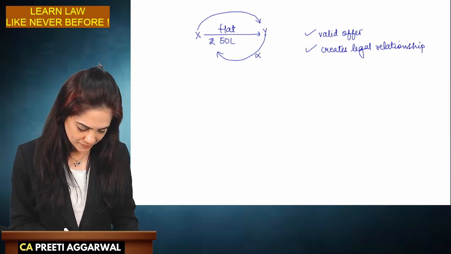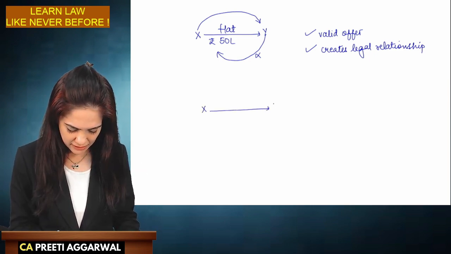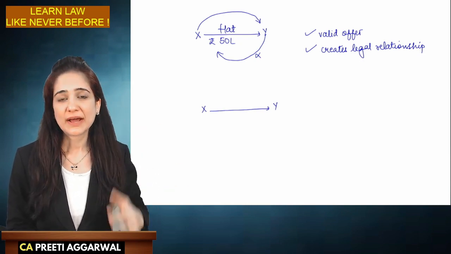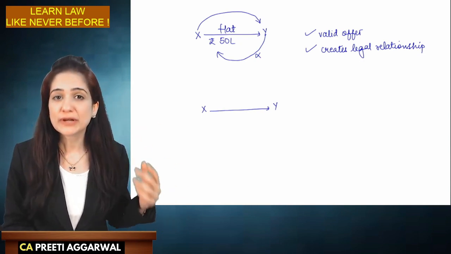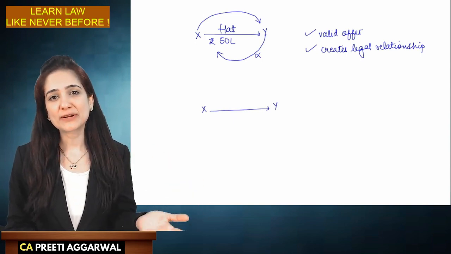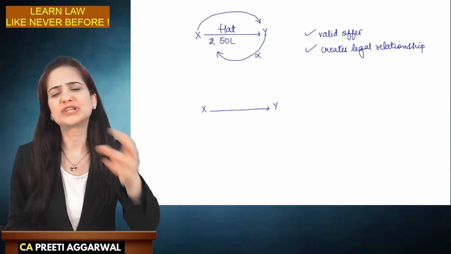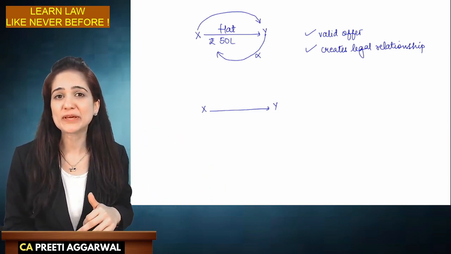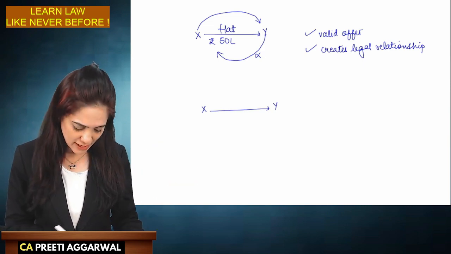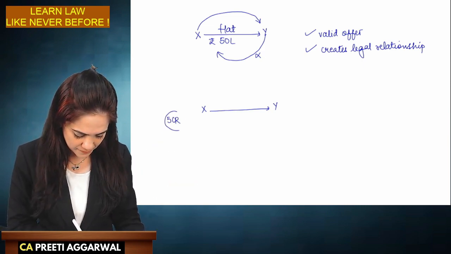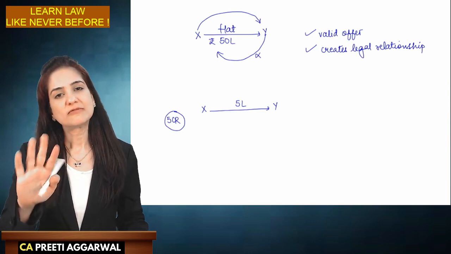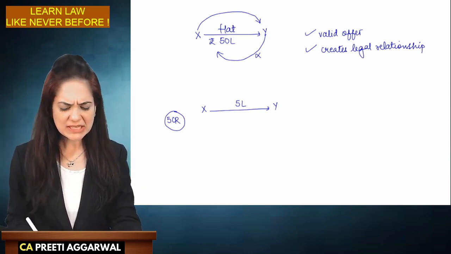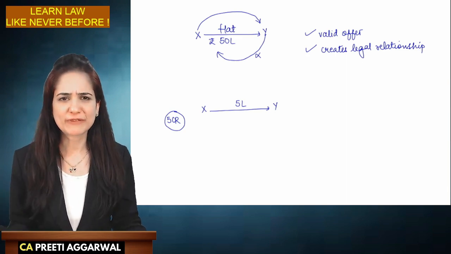Another example. X and Y, they are neighbors. One evening, over a couple of drinks, X told Y, "You are such a good neighbor that I will sell my flat worth 5 crores to you just for 5 lakhs. You have always taken care of me. You have always helped me. You are such a good neighbor that I will sell my house worth 5 crores just for rupees 5 lakhs." Y also knows that X is not in his senses and he's joking. He says, yeah, okay, I will buy your flat.